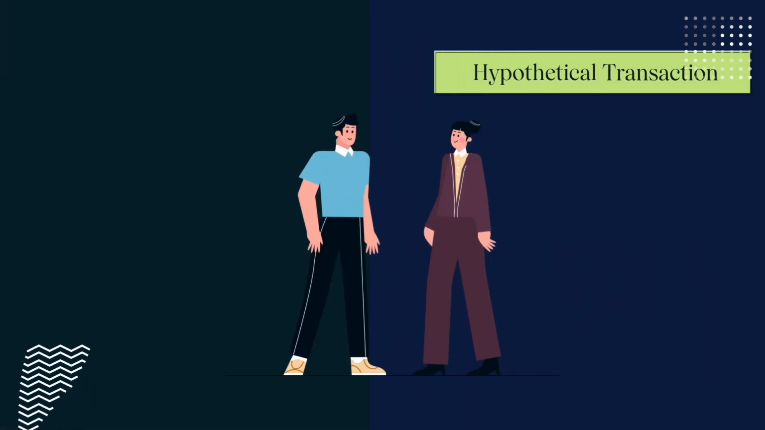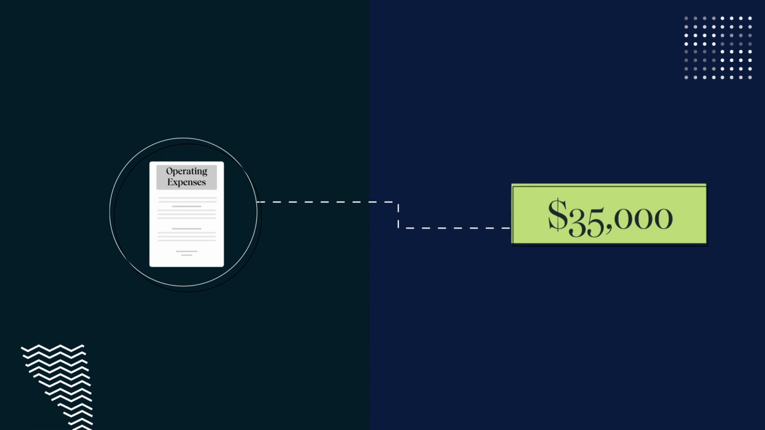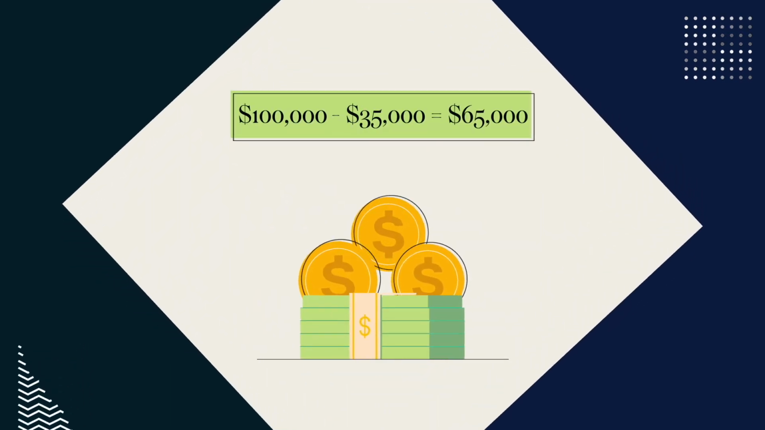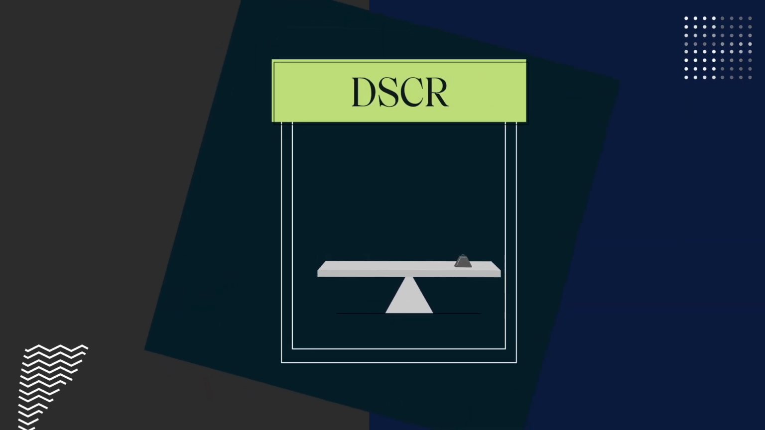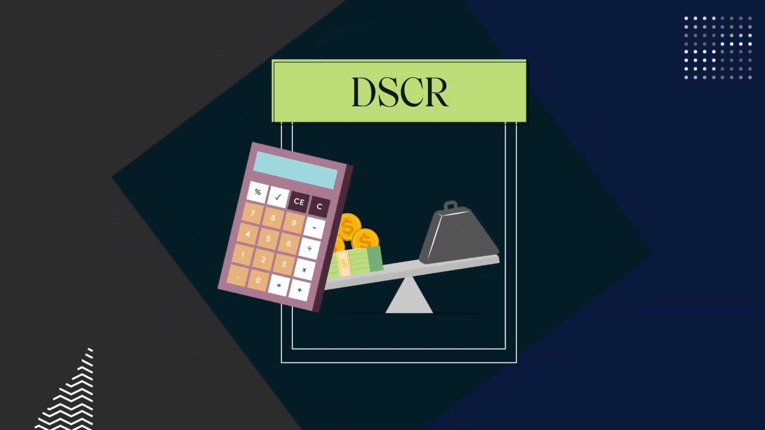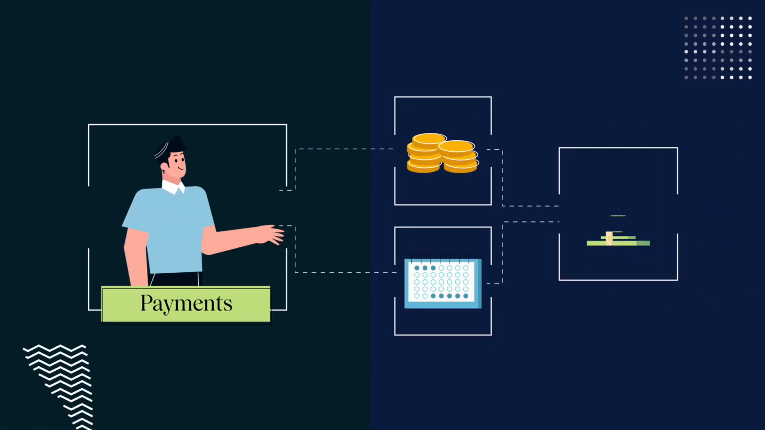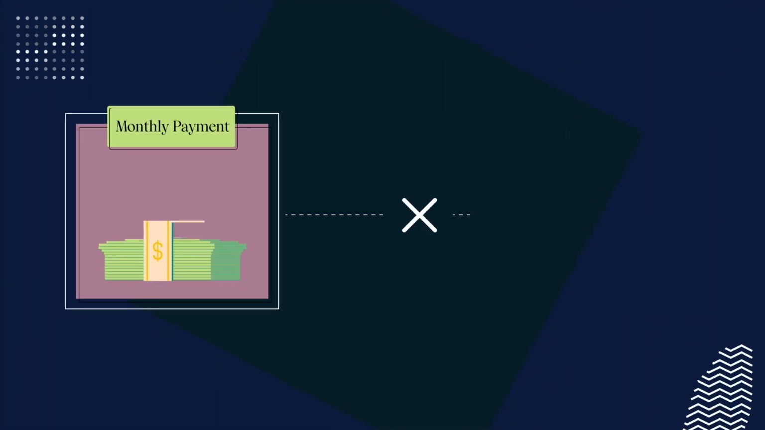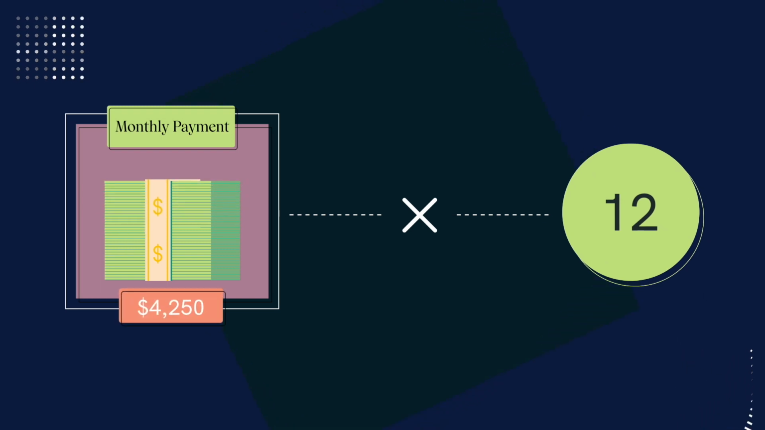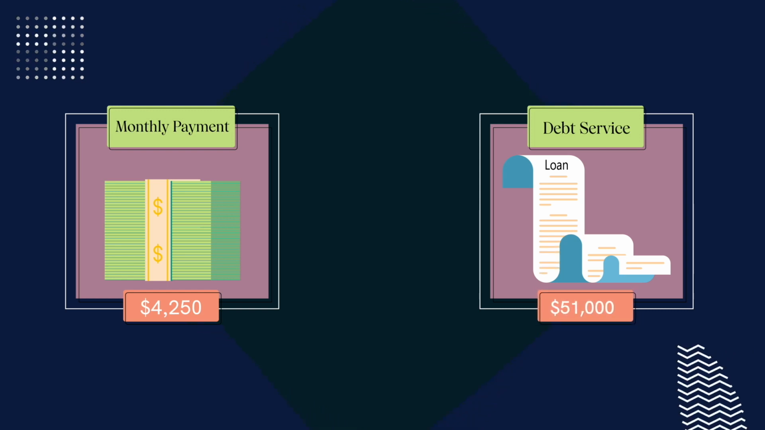Going back to our hypothetical transaction, let's say annual rental income is $100,000, while operating expenses are $35,000 for the year. That means NOI is $65,000. Okay, we've got NOI. The other number we're going to need in order to calculate DSCR is the property's annual debt service. That's the total amount a borrower pays over the course of a year to service the loan. In other words, take the monthly loan payment and multiply it by 12. If the monthly payment is $4,250, the annual debt service is going to be $51,000.